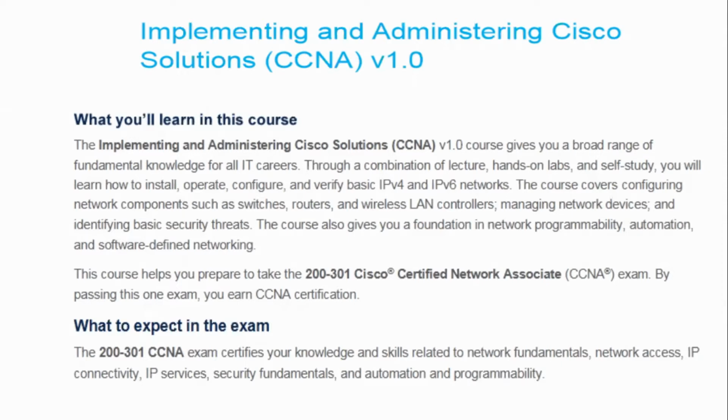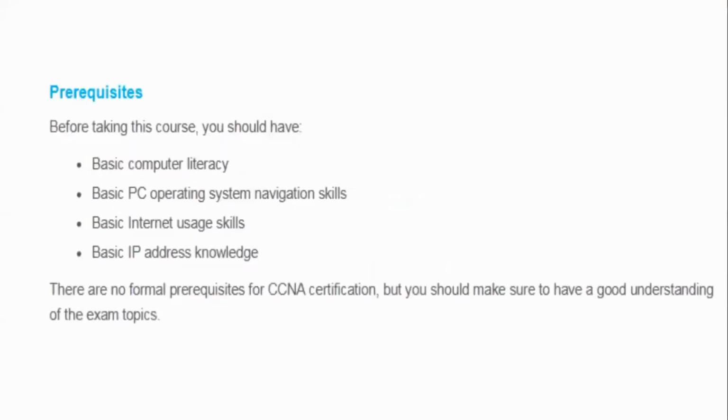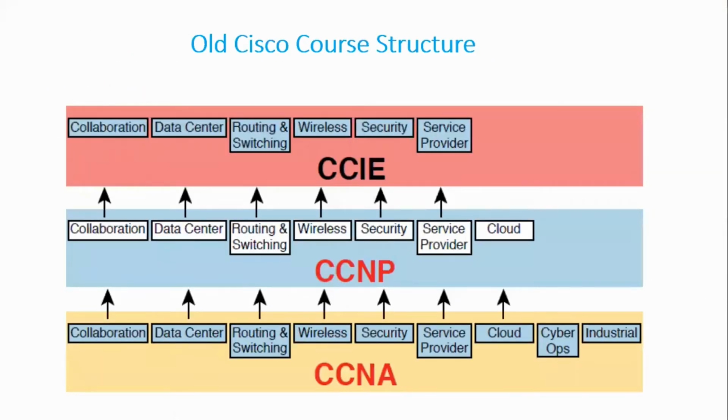So this is basically the new CCNA exam version 1. Previous to this exam, this is the structure of CCNA, you can see. Here we have 9 different CCNA courses to go into the different streams. And in CCNP, previously we had 7 different streams and 6 in CCIE.